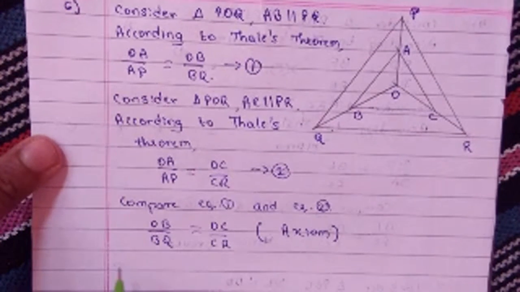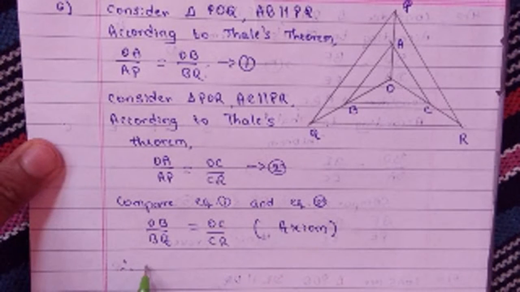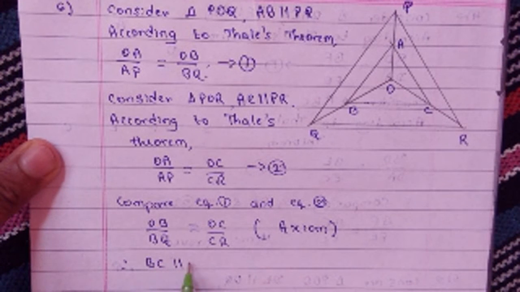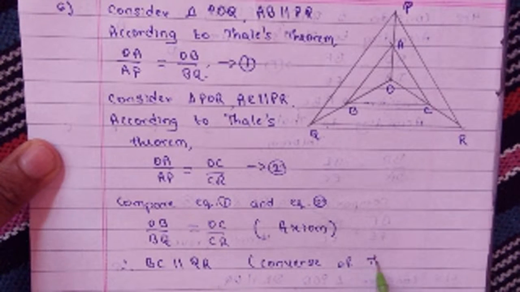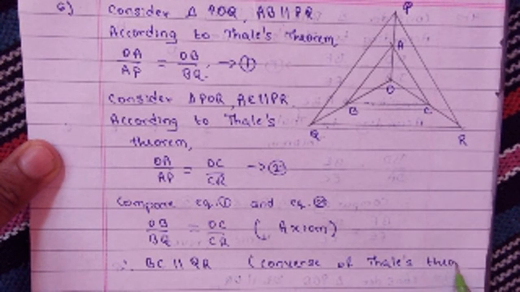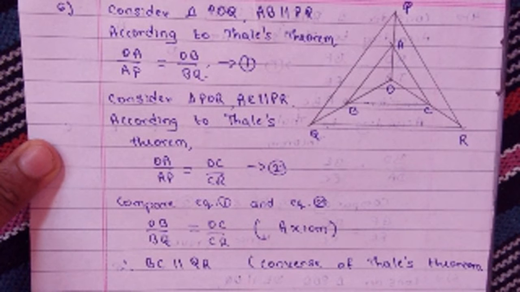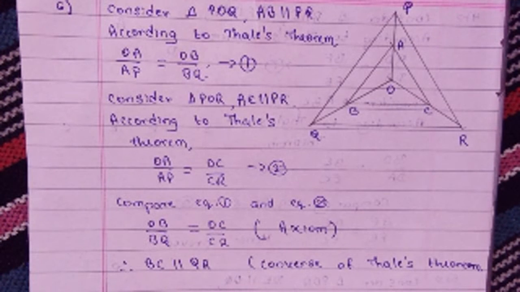Therefore BC is parallel to QR. Reason: converse of Thales theorem. This is the solution of the problem, that is problem number 6.